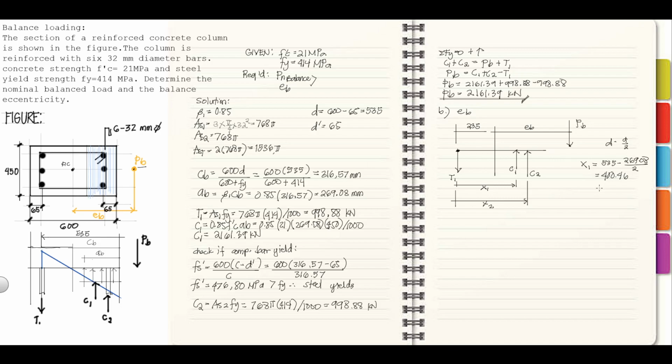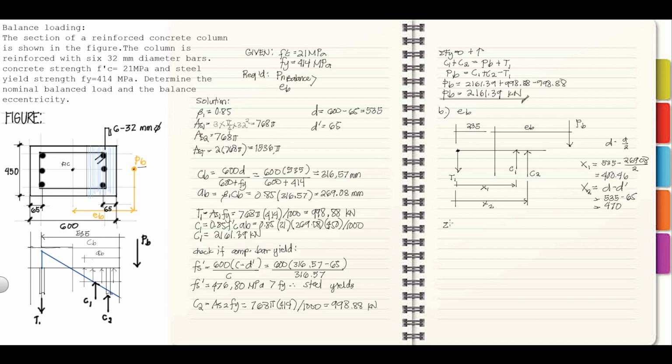And then next is X2. Ang X2 natin galing sa D minus D prime. So 535 minus D prime, 65. If you recall, your doubly reinforced, that is 470. Okay, so we can now solve EB.